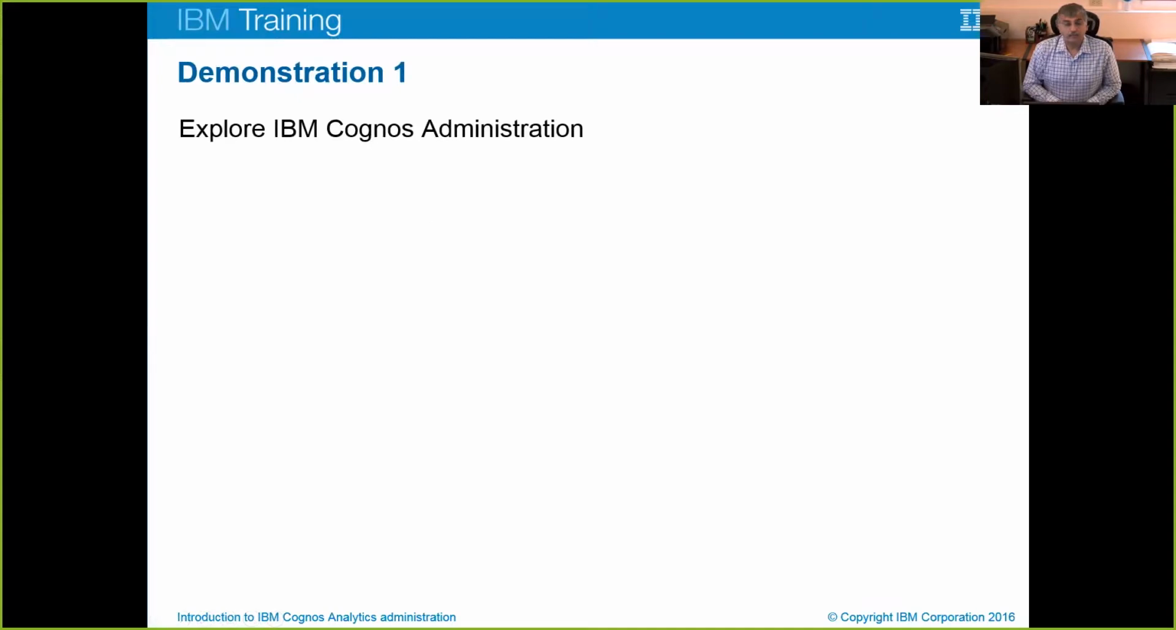Demonstration 1, explore IBM Cognos Configuration. In the book, I would be on page number 1-10. And I would switch to the lab.